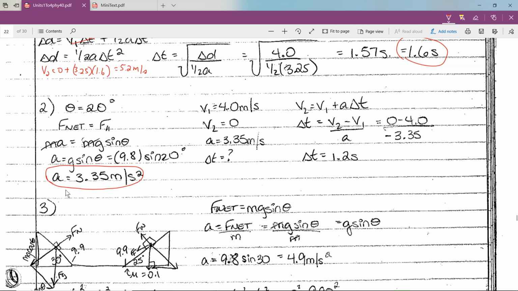Again, that acceleration is causing it to slow down. So if you want, you can call it a deceleration. And that's what we do when we put the negative sign here. To solve for delta t: v2 minus v1 over a.